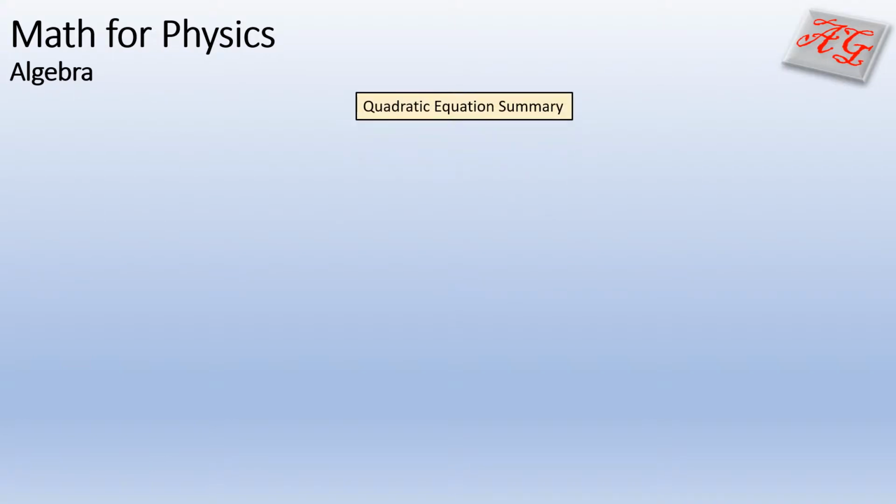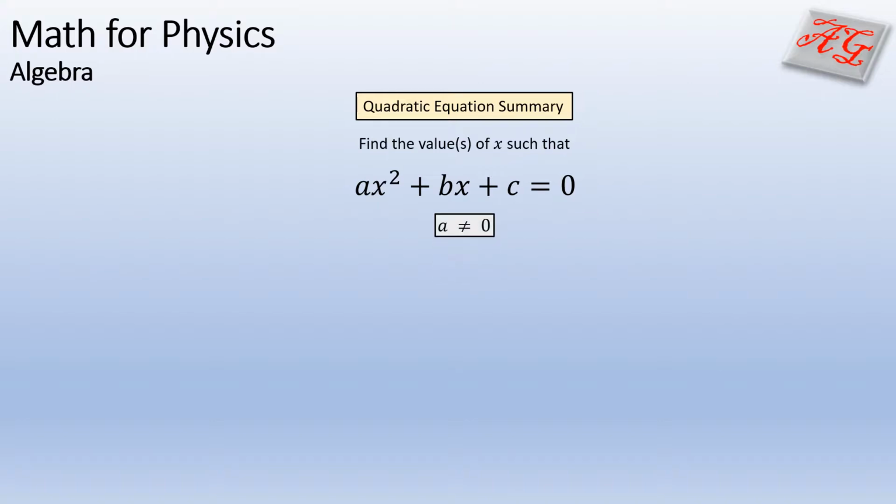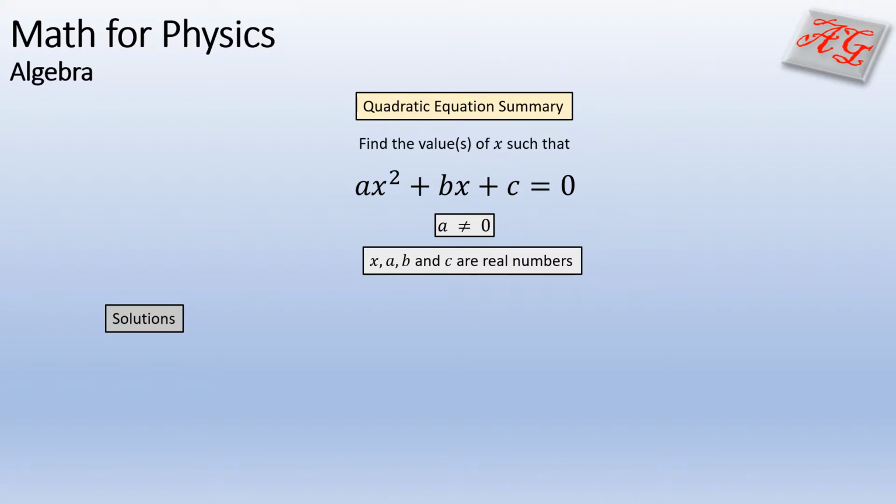So in summary, if you have a quadratic equation of the form a times x squared plus b times x plus c equal to 0, with a different from 0 and x, a, b, and c real numbers, the solutions to this equation are in general given by minus b plus minus the square root of b squared minus 4 times a times c, with all that expression divided by 2 times a.